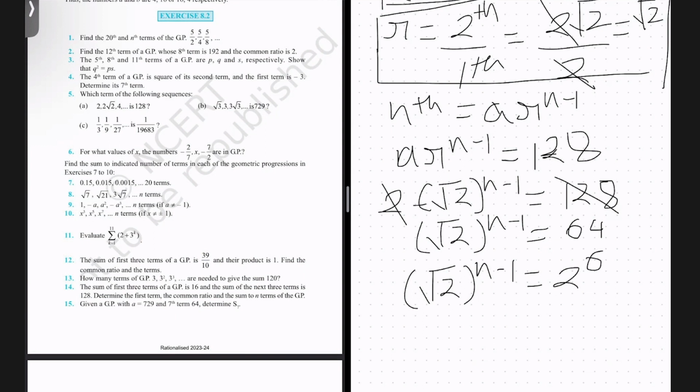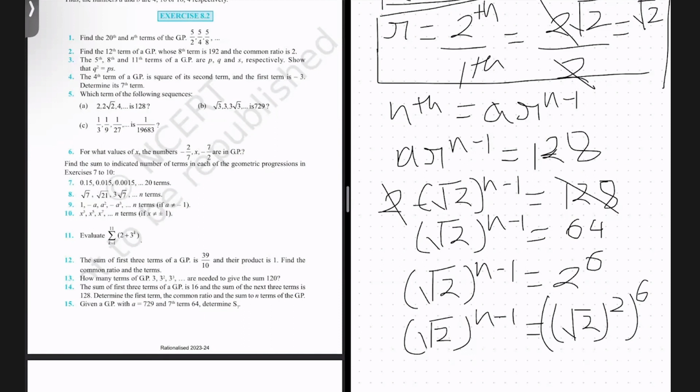Correct? But we need to express it in terms of root 2. As you know, root 2 is nothing but 2 raised to the power half. So let us convert 2 as root 2 raised to the power 2 and see what we get. So we express 2 in terms of root 2, and that is raised to the power 6. Correct? Can you understand this? Because 2 can be expressed as root 2 raised to the power 2. Correct? The square of root 2 is nothing but 2, and we have already seen how 64 is 2 raised to the power 6. Correct? So that is all I've done.